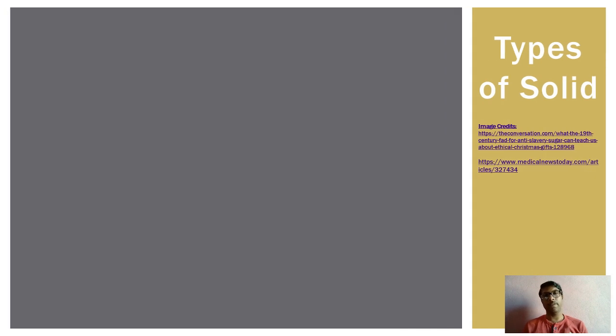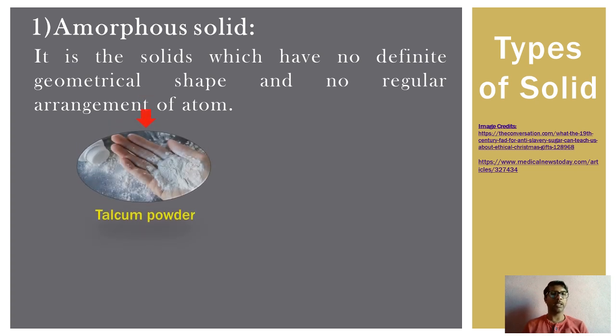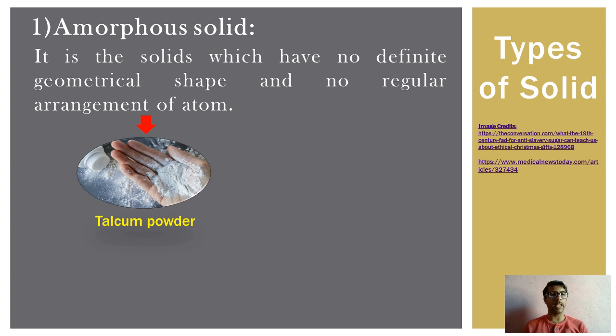Let's see first types of solid. There are two types of solid. Let's see first amorphous solid. It is the solids which have no definite geometrical shape and no regular arrangement of atoms. The example of amorphous solid is talcum powder. The nature of talcum powder is smooth. Because of that, it comes under amorphous type of solid.